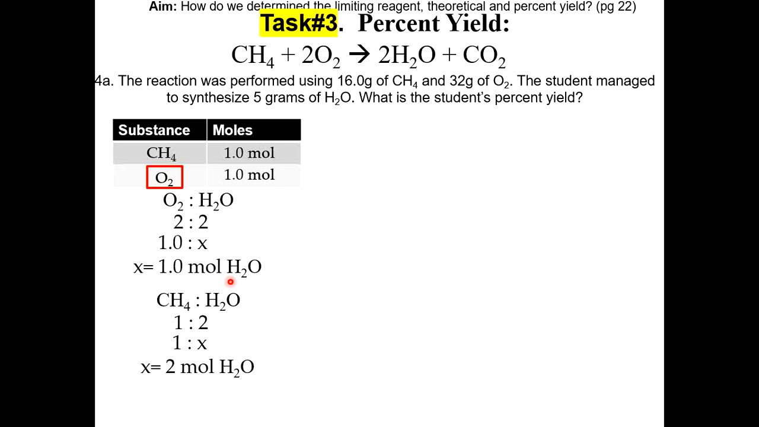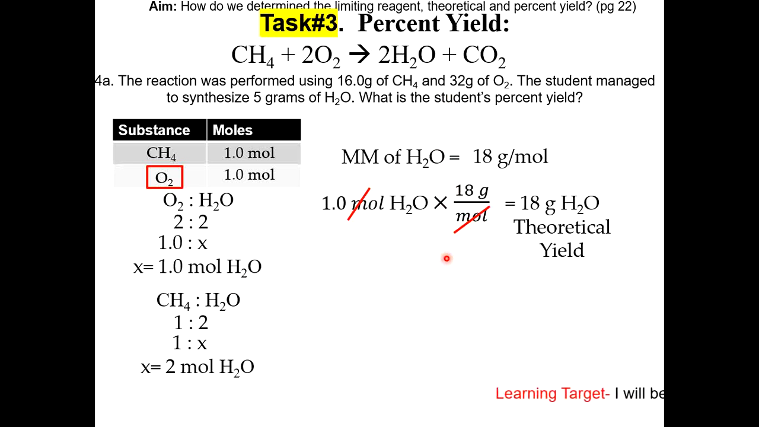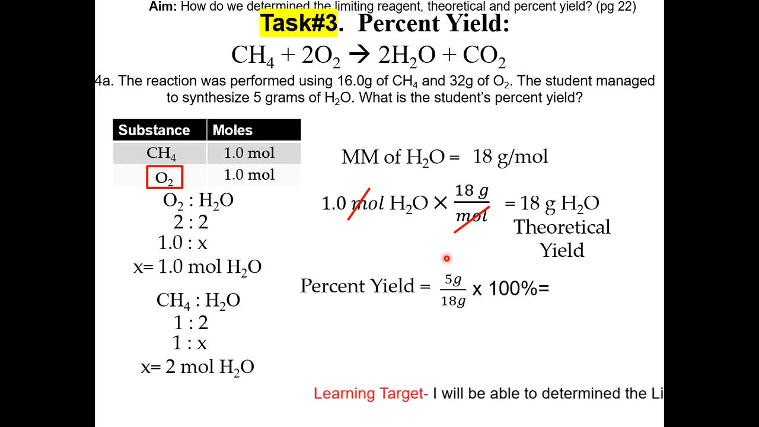We have to convert it to mass. The GFM of water is 18. So 1 mole times 18 gives us 18 grams of H2O. And that's the theoretical yield in this experiment. The percent yield is the actual yield over the theoretical yield. So 5 over 18 times 100 gives us 27.8%. That is the percent yield.